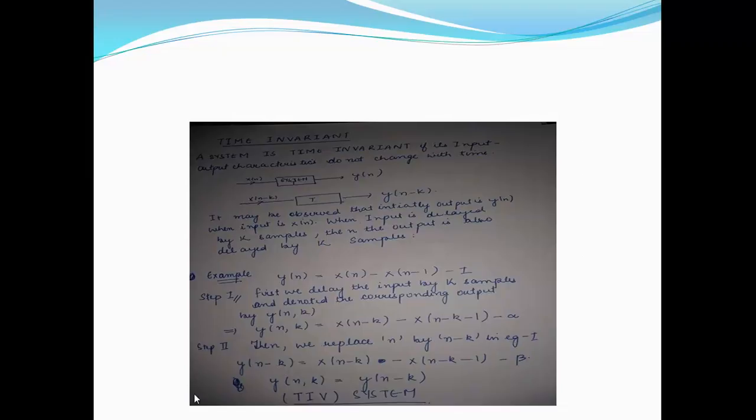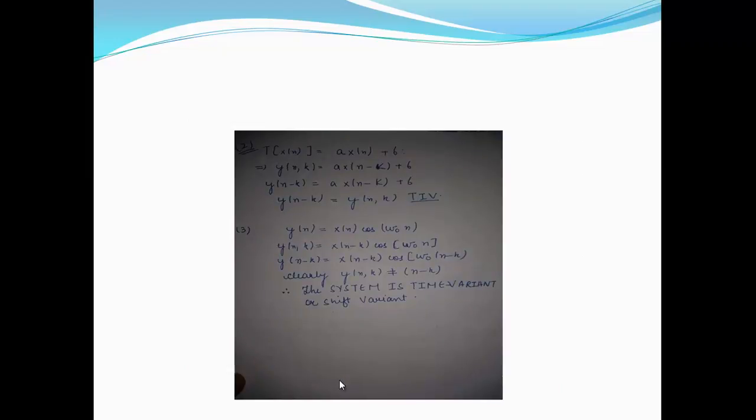Fine. So first you will be given a signal. You have to delay this input signal by k units, and denote the output by y(n, k). Then you replace n by n−k in equation 1. So it should be a time invariant system. Okay.